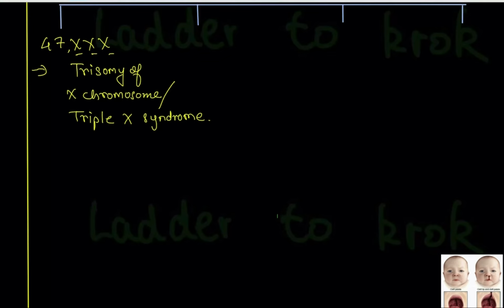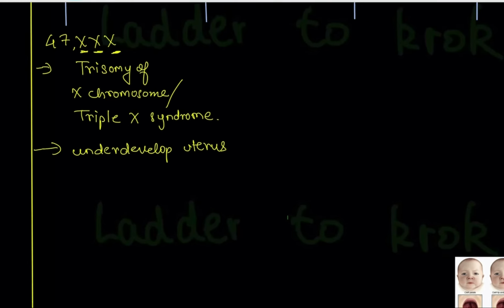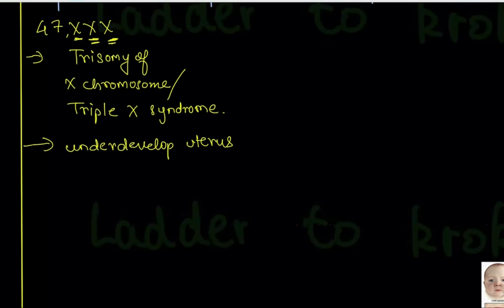In this case the female, XX is normal for female, right? So there's an additional X, that is a syndrome in female, and this female will have an underdeveloped uterus. Please remember this, and you can see there are 2 Barr bodies present in this case, right? 2nd position and 3rd position.